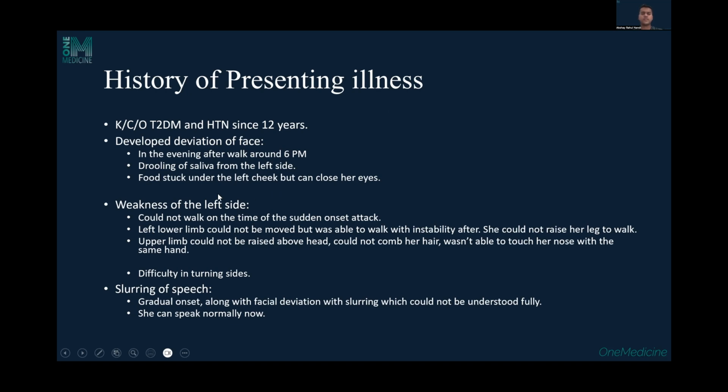On further questioning about the weakness of the left side, at the time of the sudden onset of the attack her left lower limb could not move, and she was able to walk with instability afterwards. She could not raise her leg to walk. Her upper limb could not be raised above her head, she could not comb her hair, and she was not able to touch her nose with the same hand. She also had difficulty in turning sides.